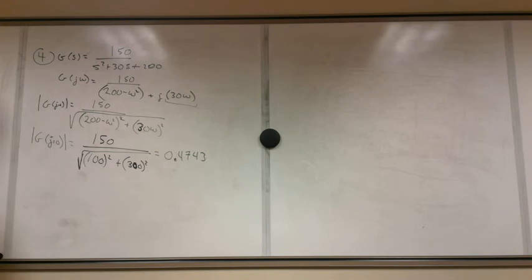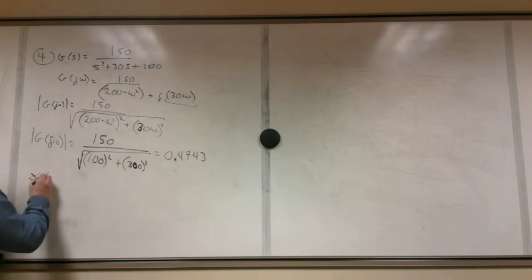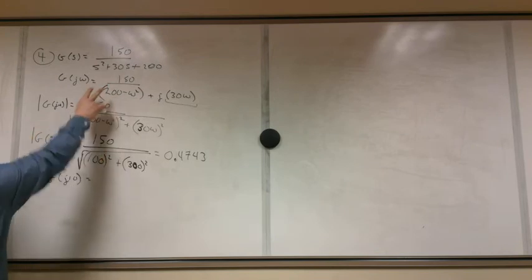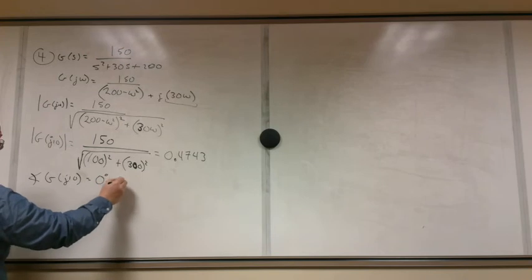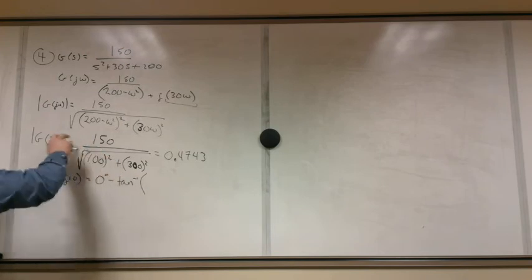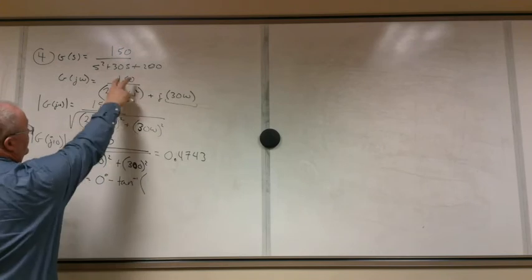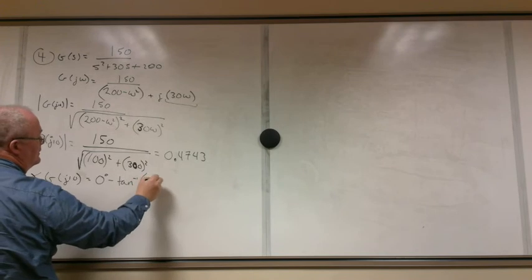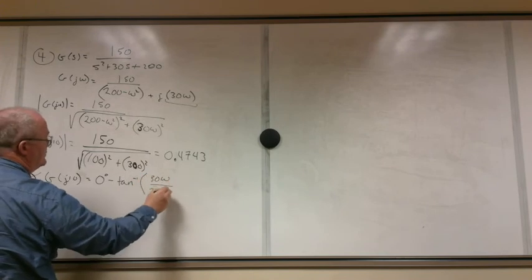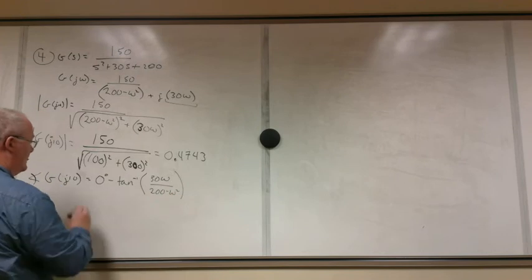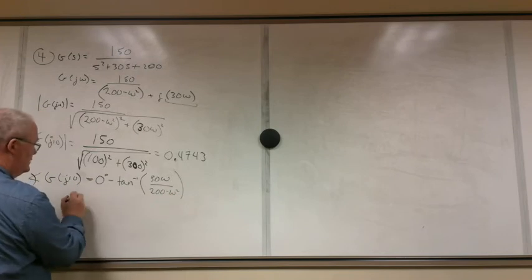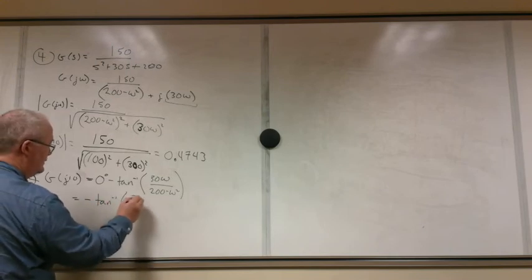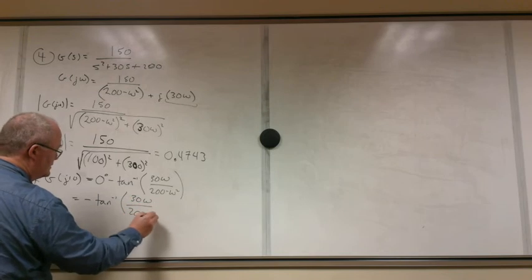What about the angle of G of j omega? That's going to be equal to the angle of the numerator, which is 0 degrees, minus the angle of the denominator. The angle of the denominator is going to be the inverse tangent of 30 omega over 200 minus omega squared, like that. That's our expression: minus inverse tangent of 30 omega over 200 minus omega squared.